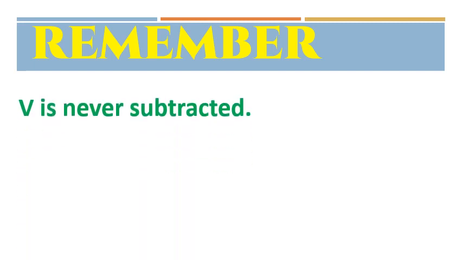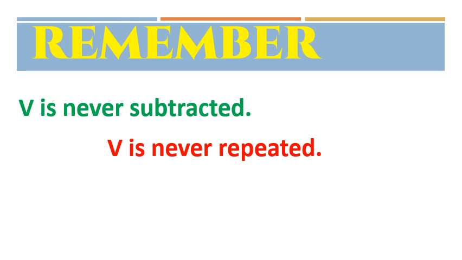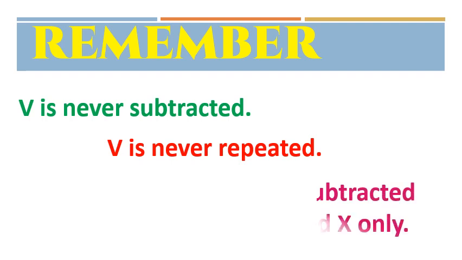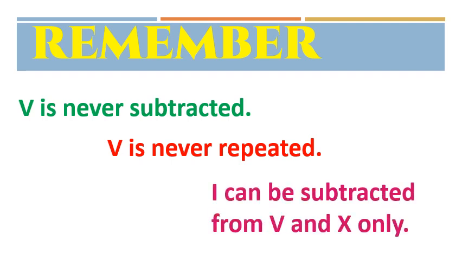My dear children, remember, V is never subtracted. In Roman numbers, we can never subtract V. V is never repeated also. We can never repeat V. I can be subtracted from V and X only. So just keep it in your mind that we can never subtract or repeat V, and I can be subtracted from V and X only.